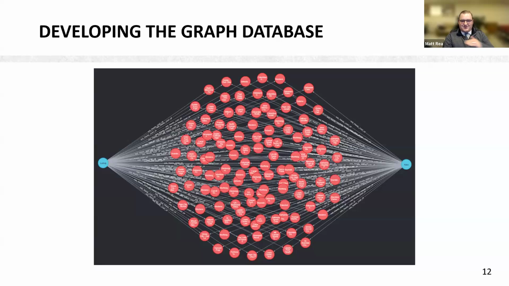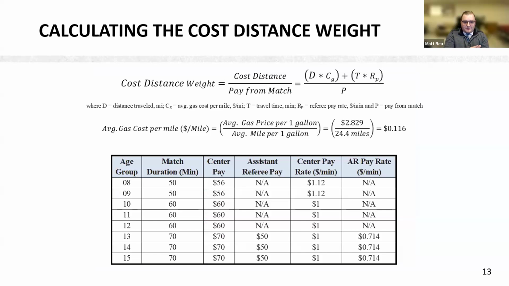Now, notice I haven't talked about distance weights yet. That comes next. Calculating the distance cost weight is a fraction of the cost distance for a referee to travel to a field over the pay from a match. So looking at how my distance traveled directly correlates to gas cost, and then the time traveled on a scale of the referee pay rate, I'm able to identify what the value of $1 is for me in relation to how much is spent on travel per earned officiating a match.